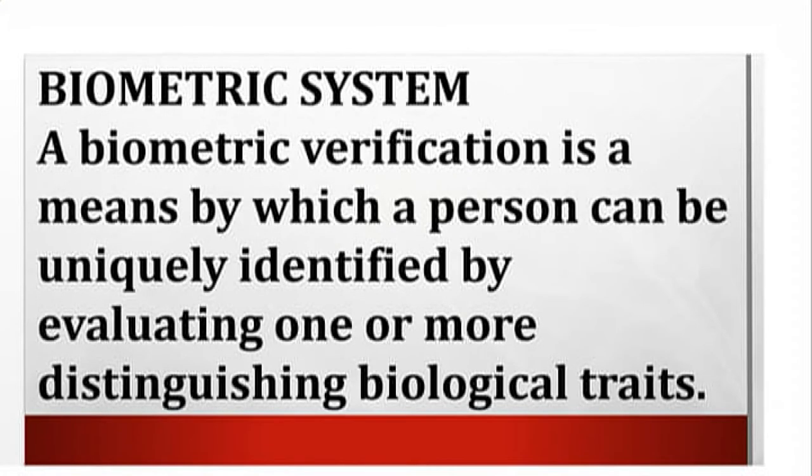Then we have the biometric system. The biometric system is a verification, a means by which a person can be uniquely identified. As we are in the election year, we have been asked to produce our voter's ID. It is this biometric system that is giving us our unique identity, our unique feature, and distinguishing us from other biological traits.